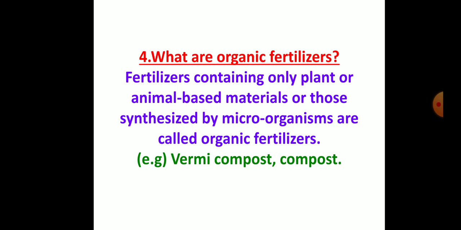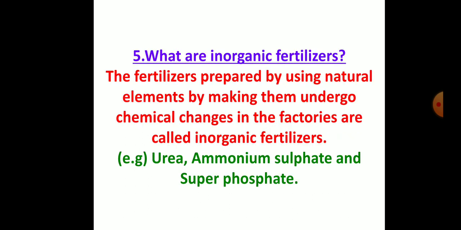What are organic fertilizers? Fertilizers containing only plant or animal based materials or those synthesized by microorganisms are called organic fertilizers. Example, vermicompost and compost. What are inorganic fertilizers? The fertilizers prepared by using natural elements by making them undergo chemical changes in the factories are called inorganic fertilizers. Example, urea, ammonium sulfate and superphosphate.